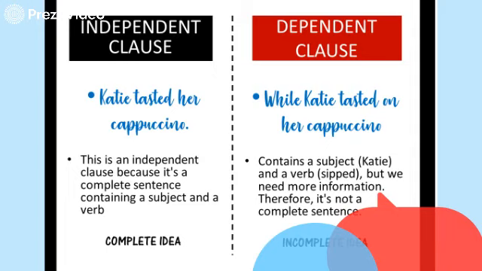"While Katie tasted her cappuccino," oh my God, it doesn't make any sense. You need more information. It's an incomplete idea. The sentence is incomplete. So in this case, we need another part of the sentence to be complete. We need more information. Therefore, it's not a complete sentence. Independent is a complete sentence. Dependent is an incomplete sentence.